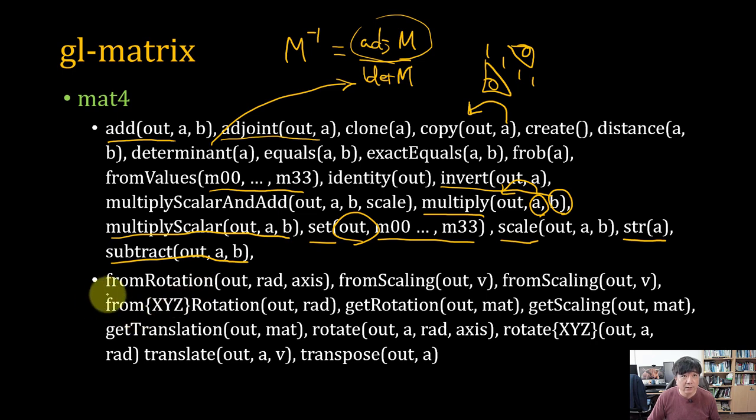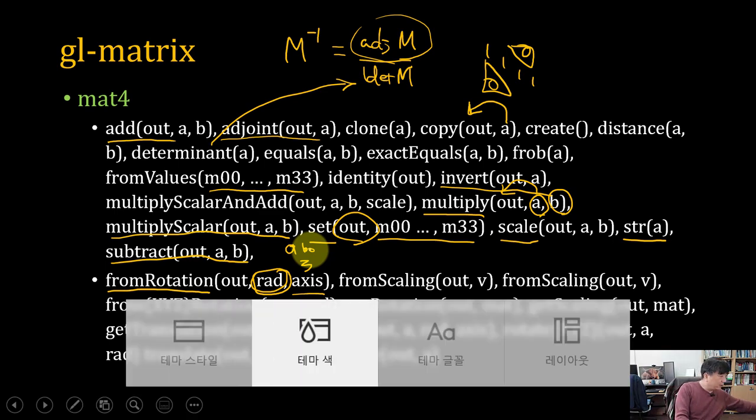There is some kind of transformation function from rotation. That means we can set the radian, the rotation value, the amount of rotation, and then I think it is a three-dimensional vector. Then we can calculate the rotation about this axis. So if you want to rotate about x, then we can set the axis to 1 0 0. If you want to rotate about the y axis, then we will set the axis to 0 1 0.